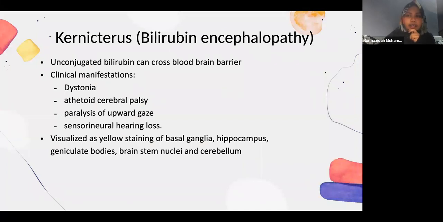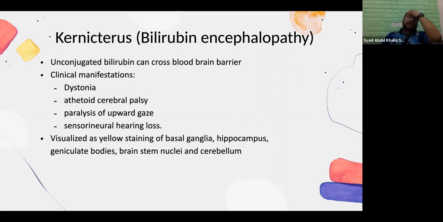So before, I mentioned that high unconjugated bilirubin can cross the blood-brain barrier, which can cause kernicterus. Kernicterus is very dangerous because it can lead to neurodevelopmental problems, with features such as dystonia, athetoid or dyskinetic cerebral palsy which causes abnormal movement, paralysis of upward gaze, where the baby cannot gaze upward, and sensorineural hearing loss. Imaging using MRI will usually show yellow staining of the basal ganglia, hippocampus, geniculate bodies, brainstem nuclei, and cerebellum.